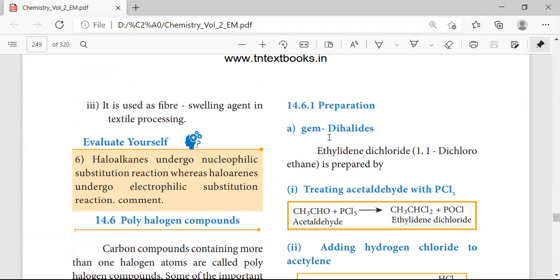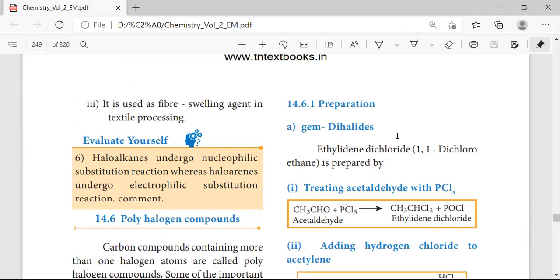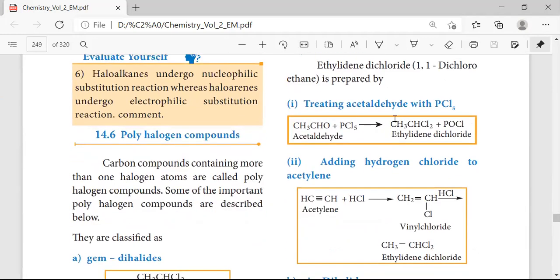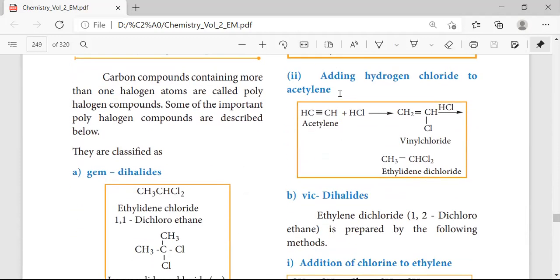Now comes preparation. Here in preparation, gem dihalide, this ethylidene dichloride prepared by treating with PCl5. Here acetaldehyde on treatment with PCl5 we get ethylidene dichloride. What happens is that the chlorine group, 2 chlorine from this PCl5 will attach to this, and this oxygen will attach to this PCl3, so that we get POCl3. Okay. Now on adding with the hydrogen chloride to form acetylene.